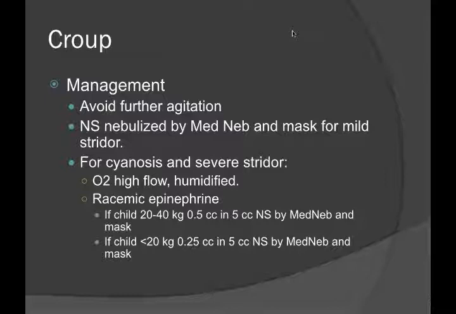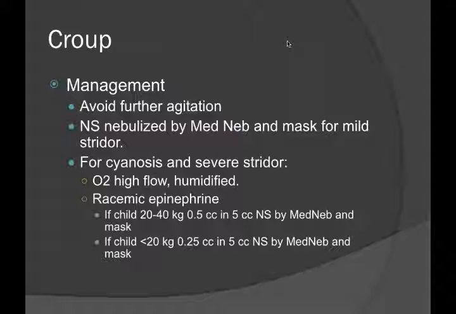or worsening. But that said, if they are having cyanosis, significant stridor, high flow oxygen, and then racemic epi, half a milliliter for a child 20 to 40 kilograms, and 1/4 of a milliliter for a child under 20 kilograms. And then monitor for the response.